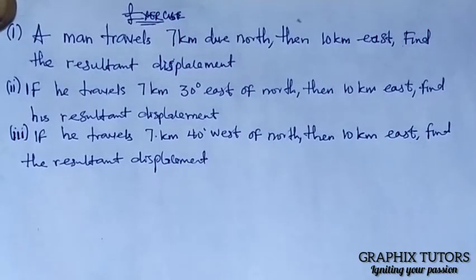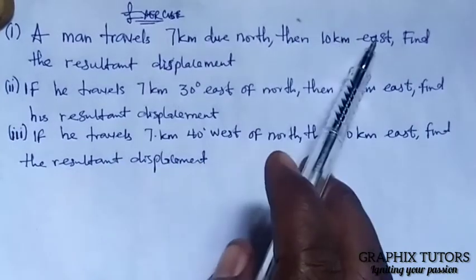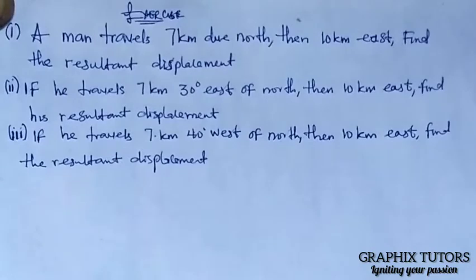Today we want to solve this exercise in mechanical engineering science. We'll be treating an aspect of it which is called statics. Now we want to analyze this question. It says a man walks 7 km due north, then 10 km due east, find the resultant displacement.